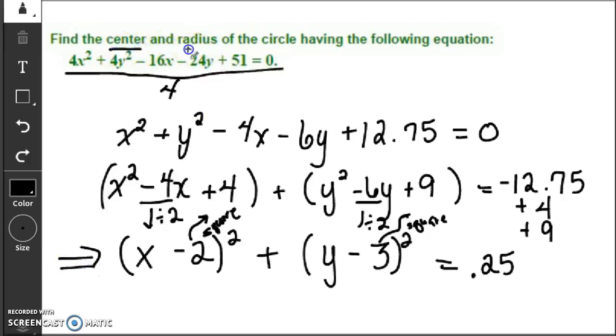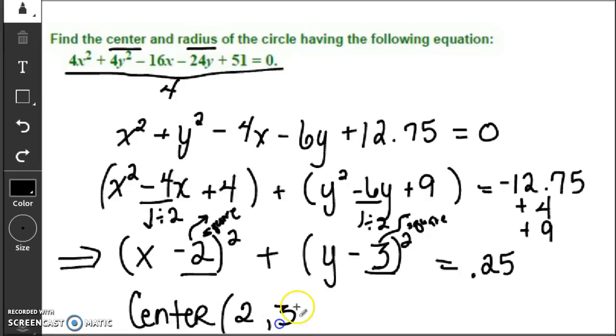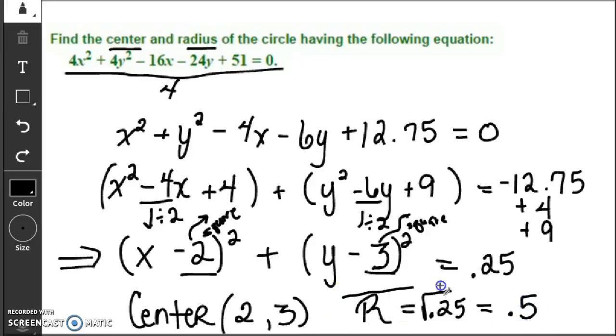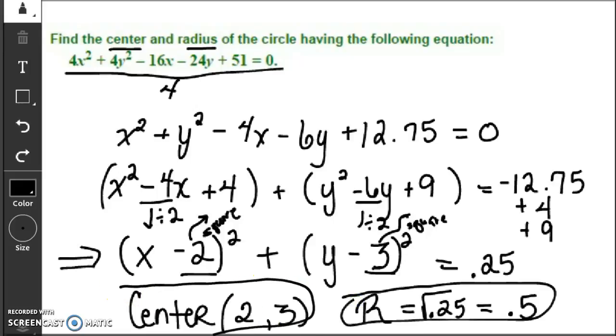I want to know the center and the radius. My center is going to be at a positive 2, positive 3. My radius is going to be the square root of 0.25, because remember, this is radius squared. The square root of 0.25 is 0.5. So my radius is 0.5. My center is 2, 3.